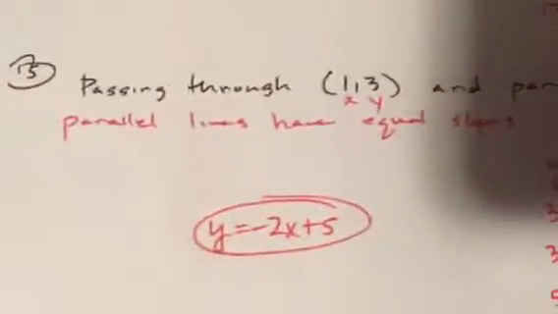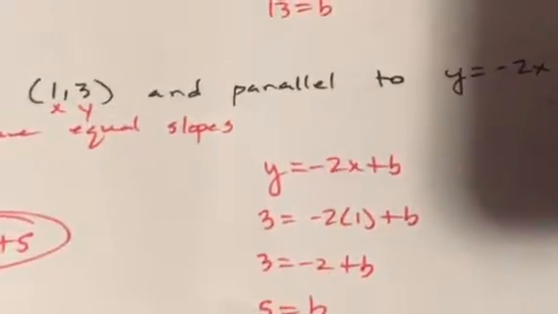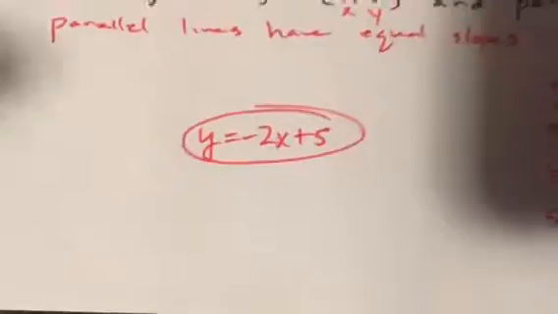Guys, parallel lines have the same slope, so you're going to have y equals negative 2x plus b. Substitute 1 in for x, 3 in for y. Solve that. You're going to get b is 5. Plug it in. Y equals negative 2x plus 5.